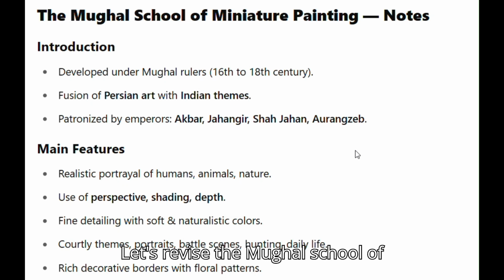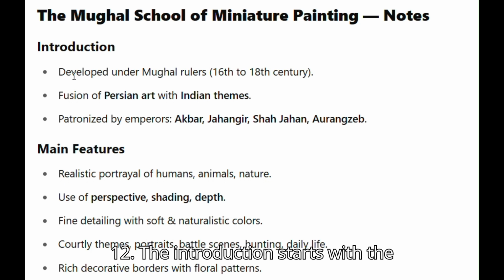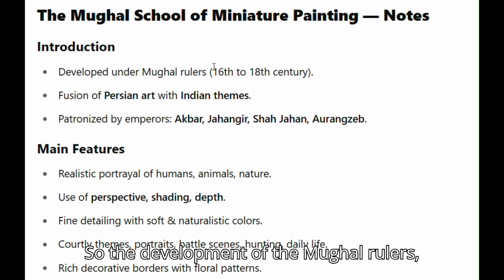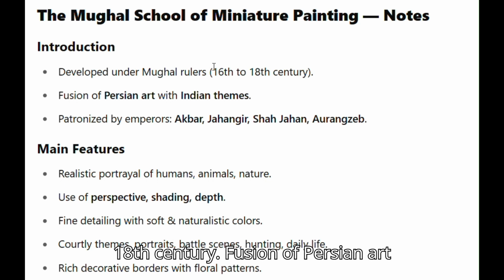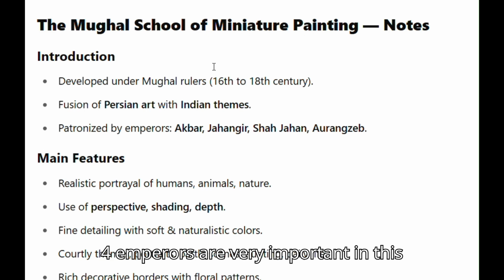Let's revise the Mughal school of miniature painting for fine arts class 12. The introduction starts with the development under the Mughal rulers. Their time period is around the 16th to 18th century. Fusion of Persian art with Indian themes is the main connotation of this chapter. It was patronized by emperors Akbar, Jahangir, Shah Jahan, Aurangzeb. So all the four emperors are very important in this chapter.